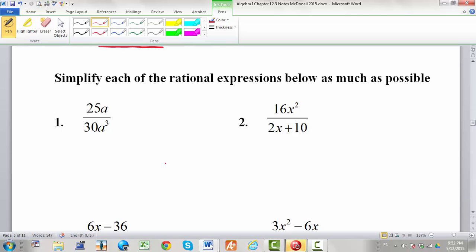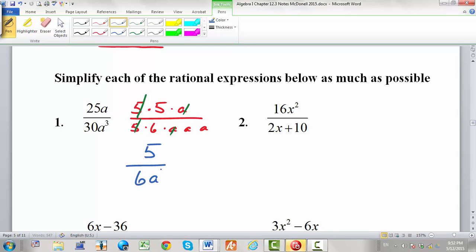Now remember the factors of 25. I could break this out in expanded form, and I could say that's 5 times 5 times a, divided by, and I'm going to write 30 as 5 times 6, times a, times a, times a. Now, as we're looking at that, what are we able to cancel? Well, we can cancel the 2 5s, we can cancel the 2 a's. That's going to give us a final answer in the numerator of 5 and the denominator of 6a squared. So our answer is 5 over 6a squared. Notice we only canceled things that were connected with multiplication.